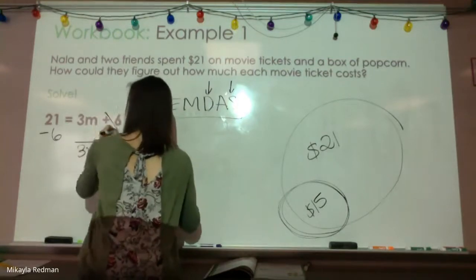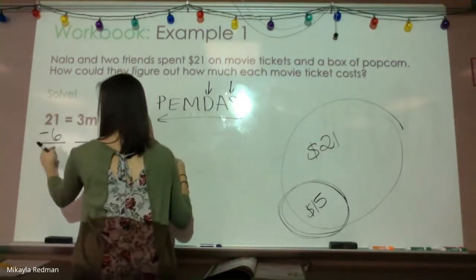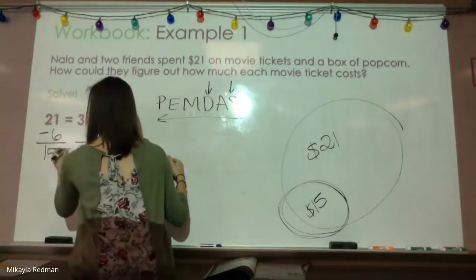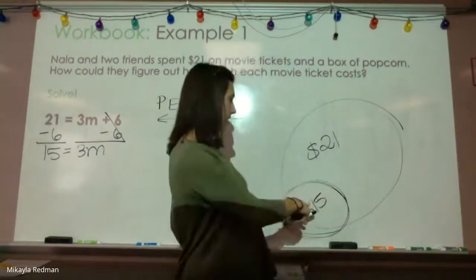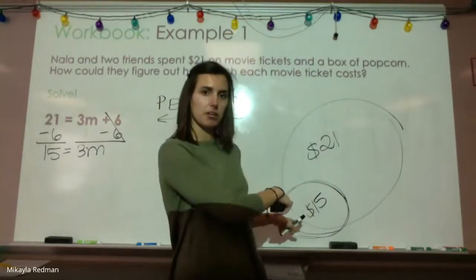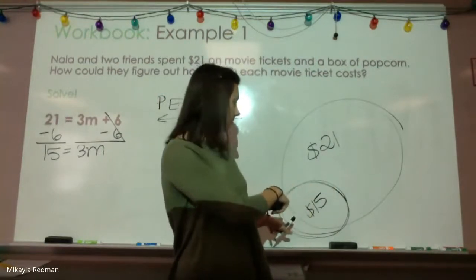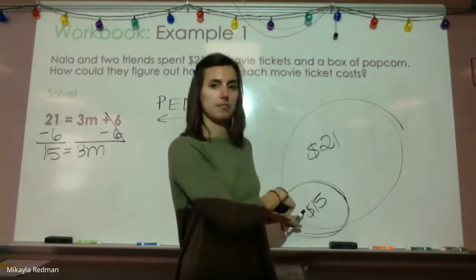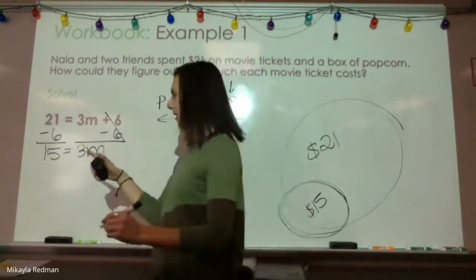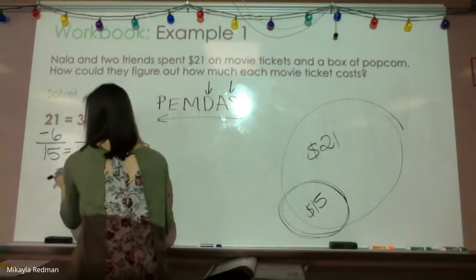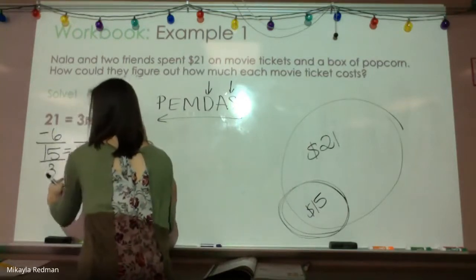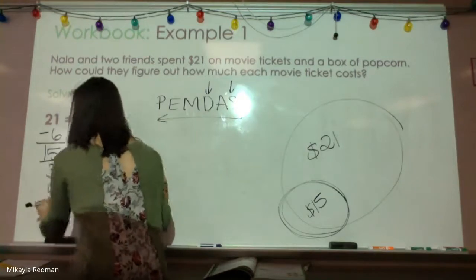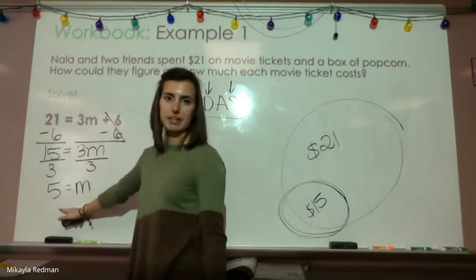We're left with 3M. Over here, 21 minus 6, we have 15. 15 is equal to 3M, right? That's what we said. We subtracted the 6 over here, the cost of the popcorn, and we saw for the 3 movie tickets, it cost $15. So now we have to divide by 3 to figure out how much each movie ticket costs. So 15 divided by 3, that's $5 per movie ticket.